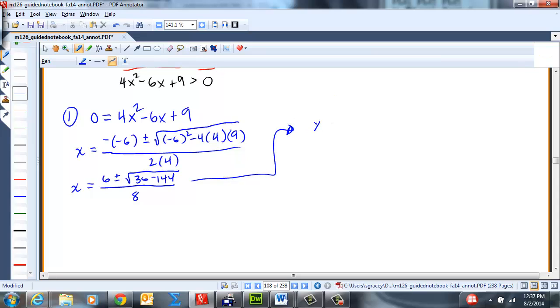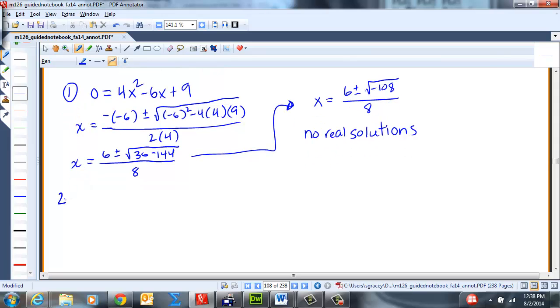So we will get x is equal to 6 plus or minus the square root of negative 108 all over 8. We have a negative under the radical, so this means that there are no real solutions. Remember, you would get imaginary solutions for that. And we're looking for the x-intercepts so we can figure out this inequality. So that's okay, don't panic. What you do, you still make your number line, but you know what? It goes from minus infinity to infinity, so you don't break it up at all.